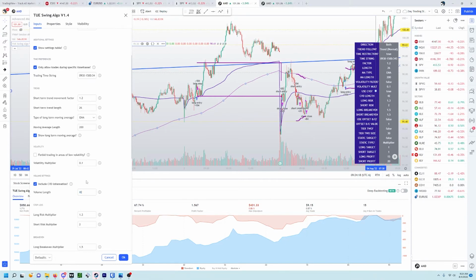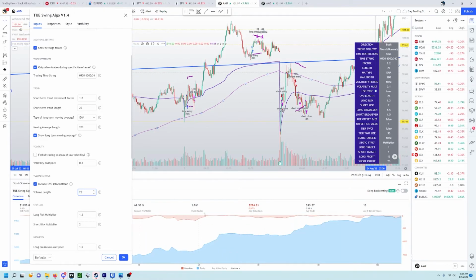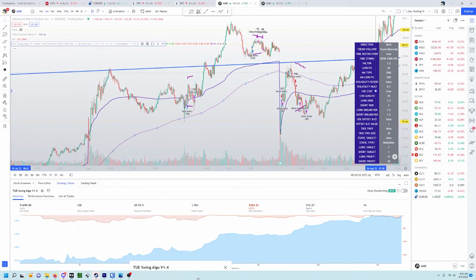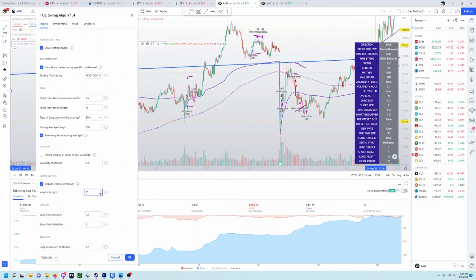Okay, so let's look at the CVD length. Usually on lower time frames, you're going to want a faster CVD. So I like to start about 25. Okay, we've got 1.96 now, and check out our curve. It's starting to look better from the lower left to the upper right. Go down a little bit here. 0.82, keep going. 0.75. Ooh, 2.5, look at that, big difference right there.